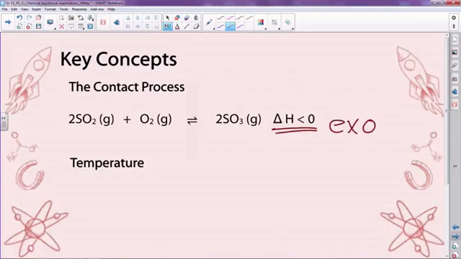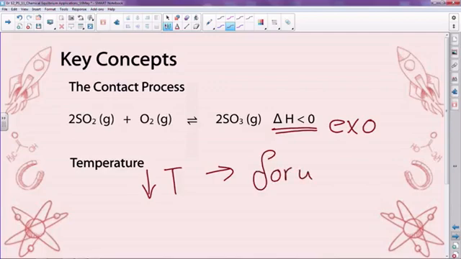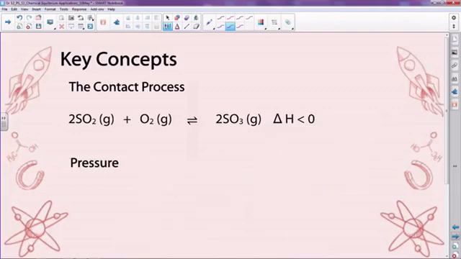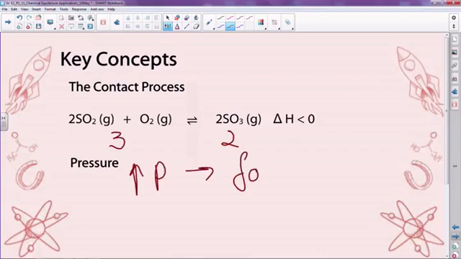So same as with the Haber process, if I decrease the temperature, I favor the forward reaction, but that in itself decreases the rate, and that's a problem because if the rate gets too low, then it happens too slowly, and then we don't make money, so we make a compromise, and this happens at about 450 degrees Celsius. Happy? Good. Then, now we look at pressure again, and we go, well, this is 3, this is 2, so logically speaking, if I increase the pressure, we would favor the forward reaction, which is what we want.